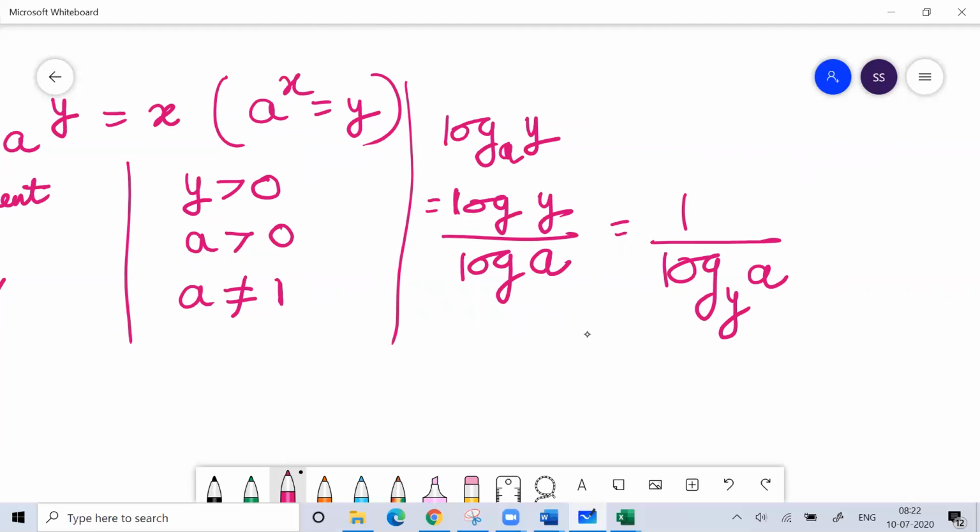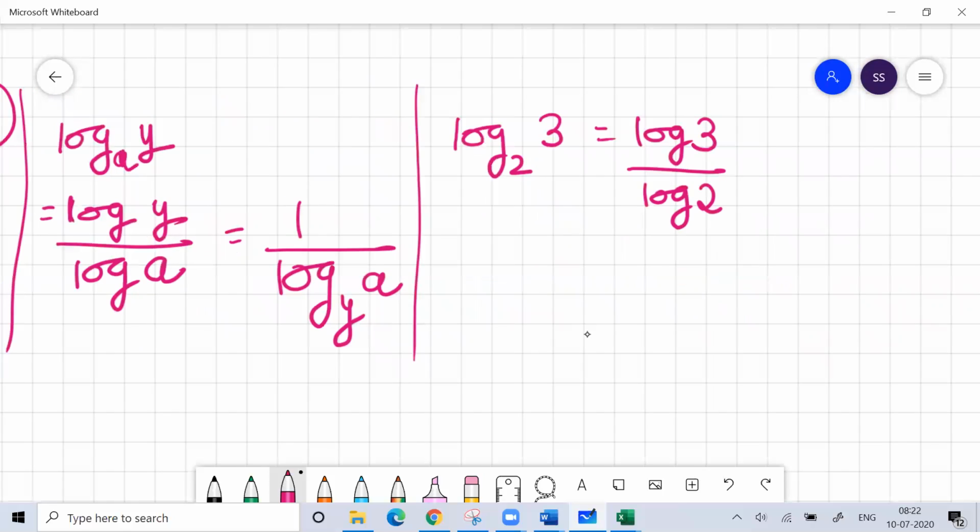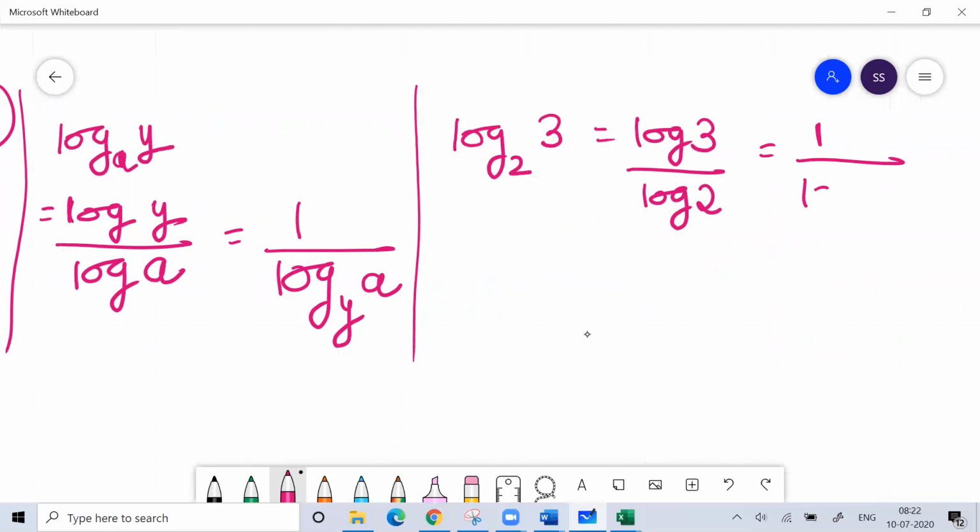Why is it 1 by log base y of a? I'll explain. Suppose you have log base 2 of 3. You can write this as log 3 by log 2, and this is also equal to 1 by log base 3 of 2. So this is a property.